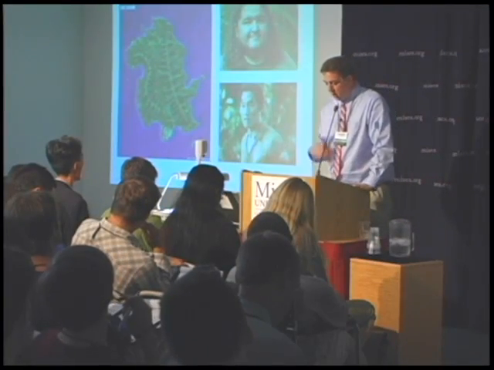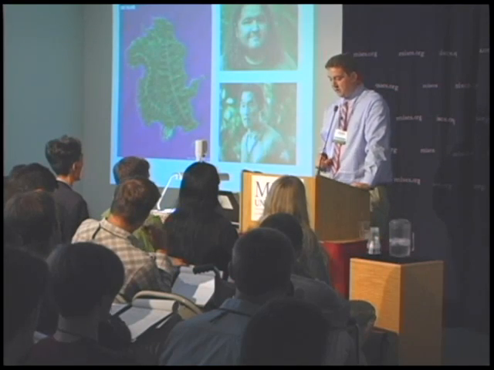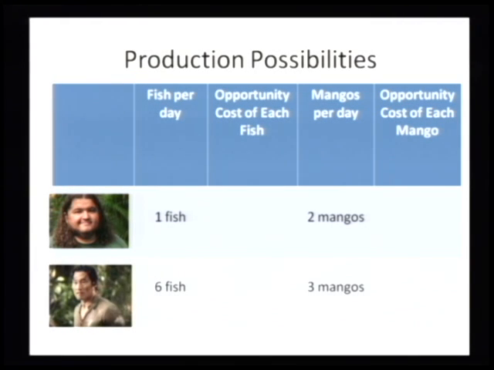That's value. Let's talk about trade. Someone else shows up. Hurley goes on his merry way, and then he discovers that someone else is washed up on the island. Jin is a proficient fisherman and a proficient mango picker. Jin can catch 6 fish or pick 3 mangoes in a day. That's going to give Hurley and Jin production possibilities. Hurley can catch 1 fish or pick 2 mangoes in a day. Jin can catch 6 fish or pick 3 mangoes in a day. And what we're going to do here is develop a theory of exchange based on these differences in productivity.